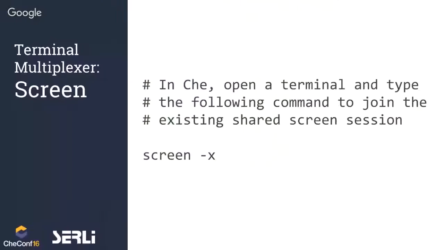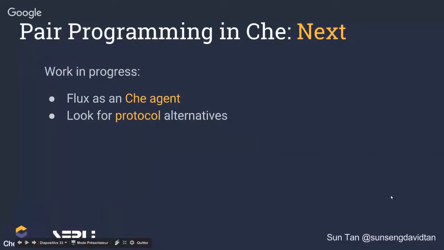And that's pretty much it for the presentation. What we are going to do next in this pull request is to move Eclipse Flux into Che agents. And we're also going to look for alternatives. So we're going to see if there are any other protocols to replace or use Flux, to replace Flux or not. So we're going to study it.